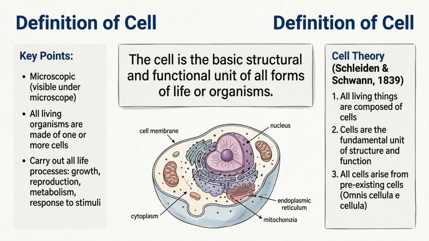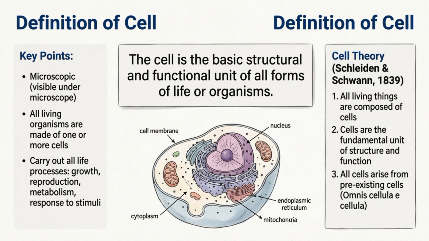Key points and definition. First, let us look at the core definition, as stated clearly in the center of our slide. The cell is the basic structural and functional unit of all forms of life or organisms. Let us look at the key points on the left to understand this better. Point 1, microscopic nature. First, cells are microscopic. This means that for the most part, they are too small to be seen with the naked eye and are visible only under a microscope.